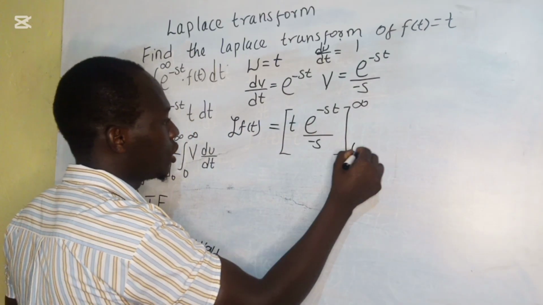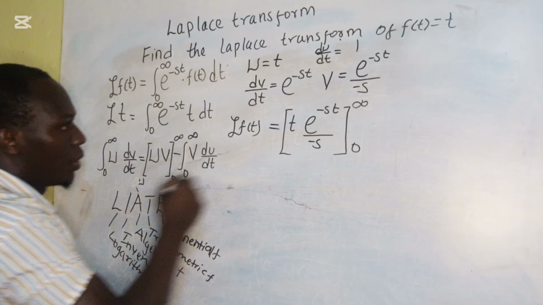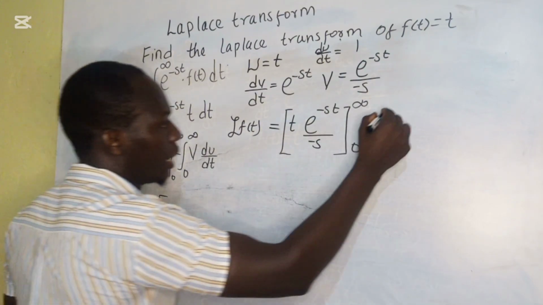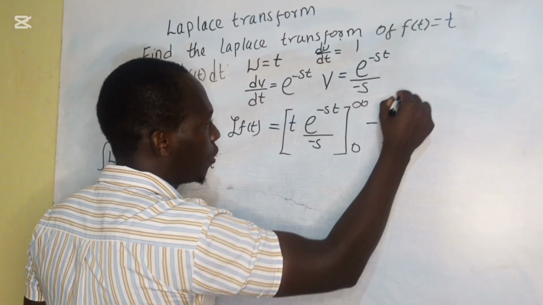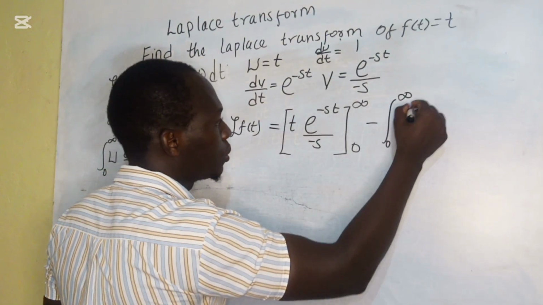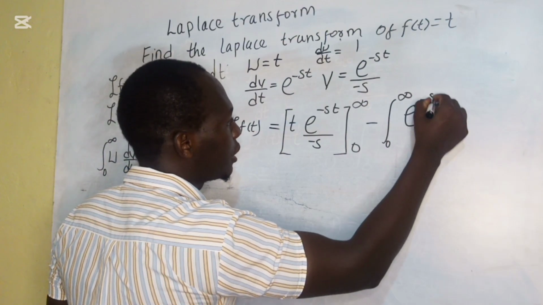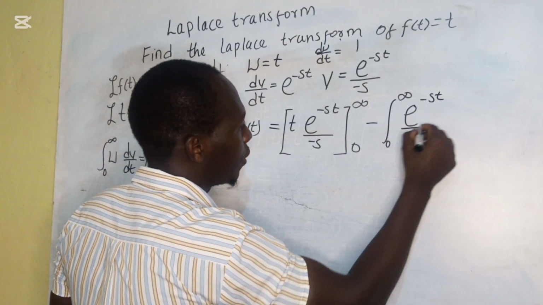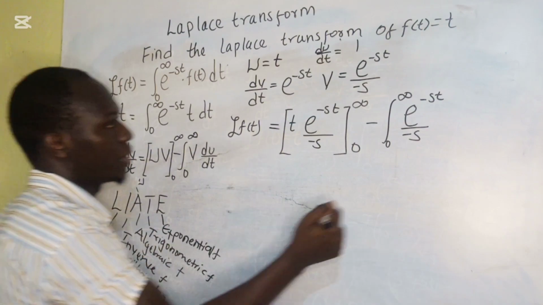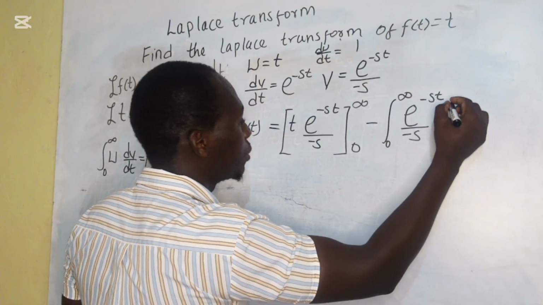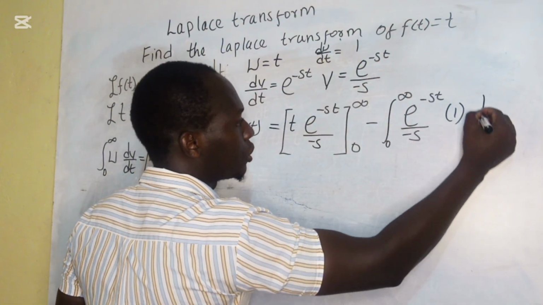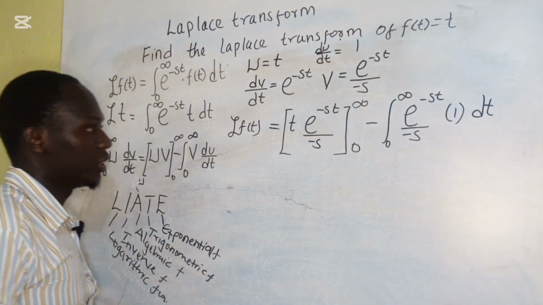Our integration is with respect to our limits. We subtract from an integral of v. Our v is equal to exponential negative st all over negative s. We multiply by du with respect to dt, which is equal to 1. And here our integration is with respect to dt.